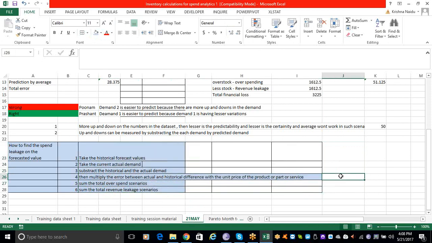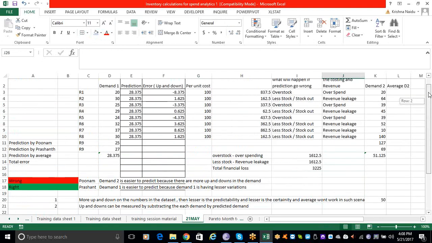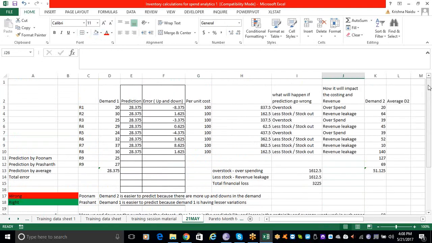Okay, so any doubts on this? Do we have any doubts? Any questions? Can you connect this particular session with your real-time working, Poonam? Have you got a chance to do the prediction ever? No, I didn't get a chance. Okay.